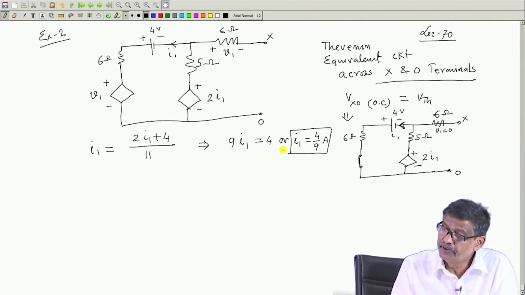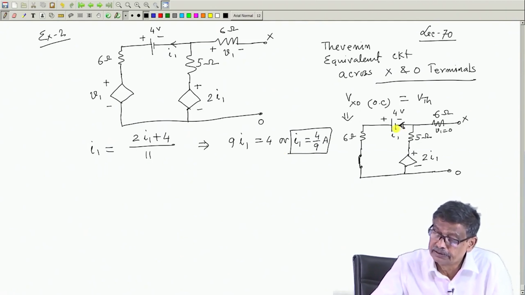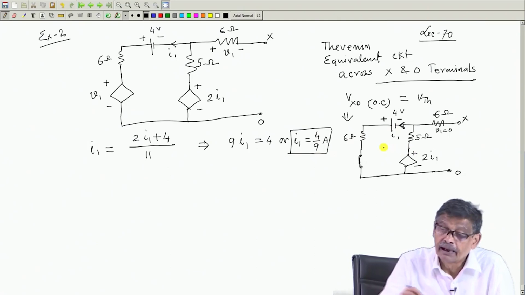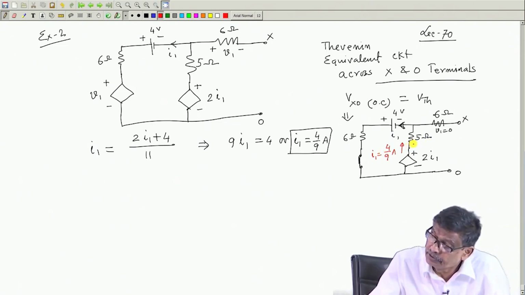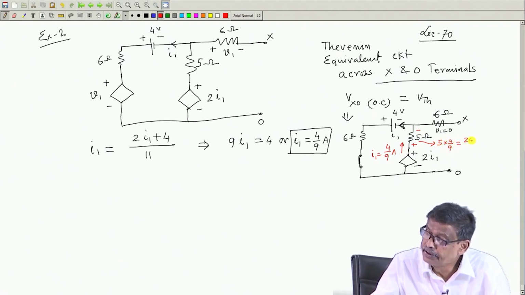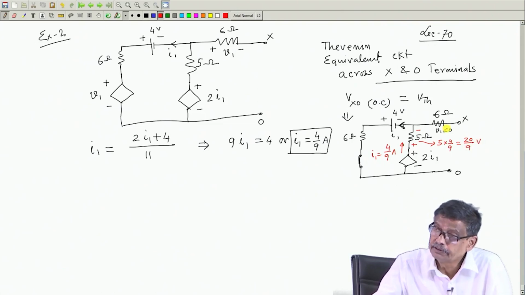And if I know I 1 is 4 by 9 ampere, the current in this branch is now known, 4 by 9 ampere. The current in this branch is also 4 by 9. Therefore, there will be a voltage drop across this 5 ohm resistance, whose value will be 5 into 4 by 9, that is equal to 20 by 9 volts, is it not?